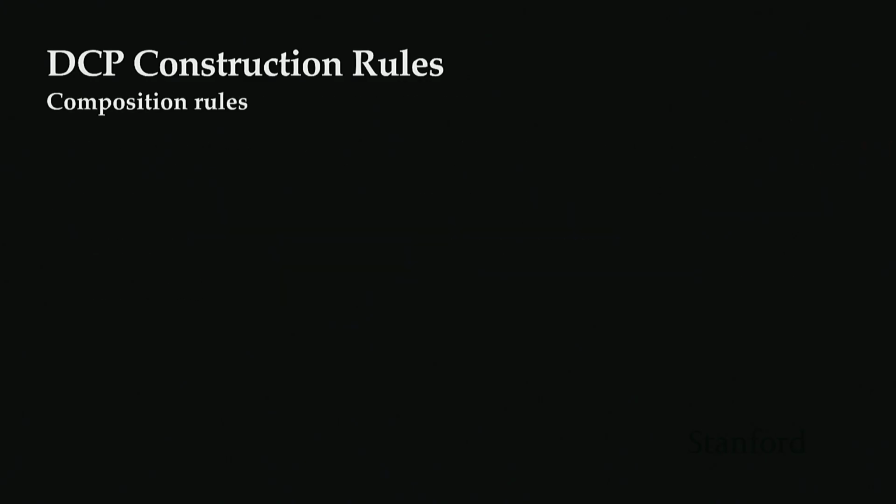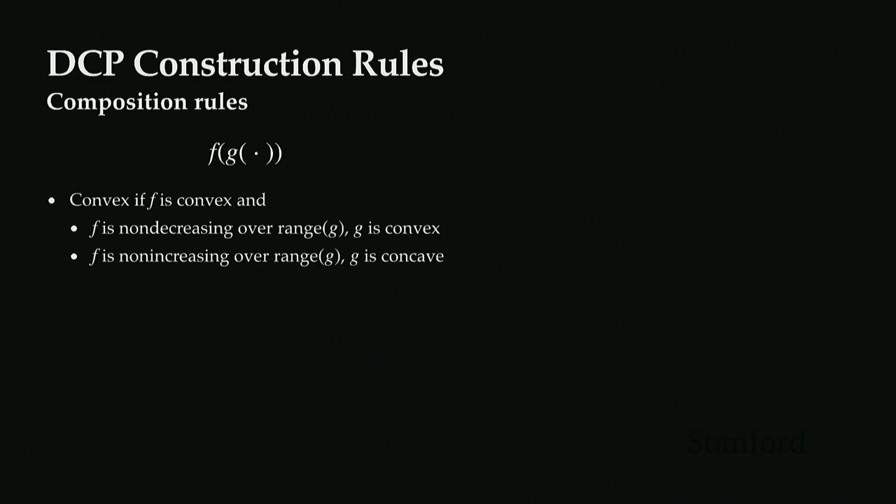Great. So that was the first set of rules. Now the second set of rules, a little bit more difficult to visualize, but they're composition rules. They say what happens when we compose two functions together. So for univariate functions, so f of g of x, where f just takes in one variable, we can say that the resulting composition is convex if f is convex and either f is non-decreasing over the range of g and g is convex, or if f is non-increasing over the range of g and g is concave.